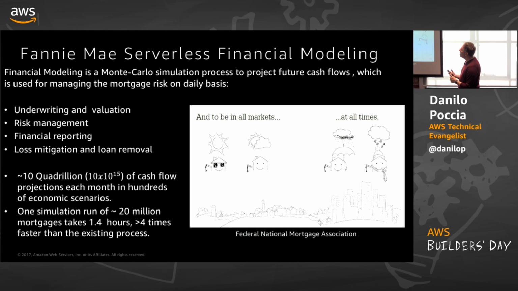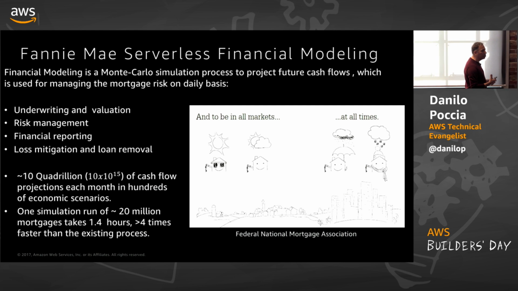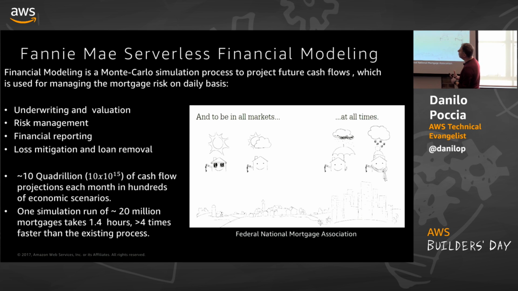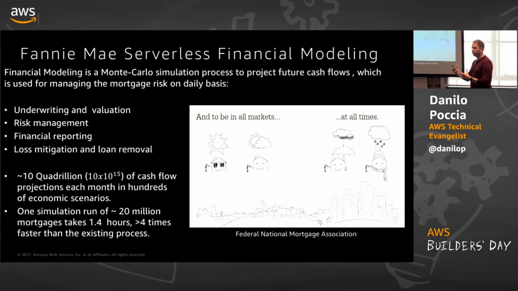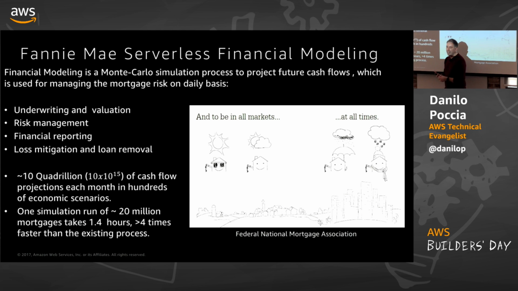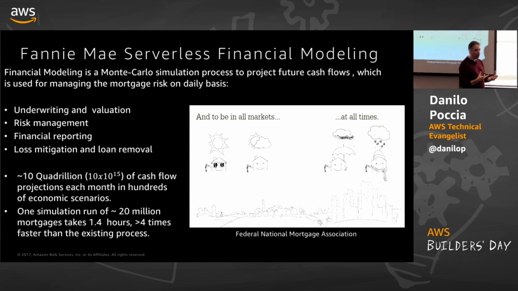So this is Fannie Mae. I didn't know, but I discovered it's the Federal National Mortgage Association in the US. So they basically do lots of analytics to support the mortgage market in the US. And they run Monte Carlo simulation. Monte Carlo simulation means that they use random simulation to understand the possible paths of what can happen depending on the stock market and everything in the financial market that can affect mortgages. And they run simulations of 20 million mortgages.